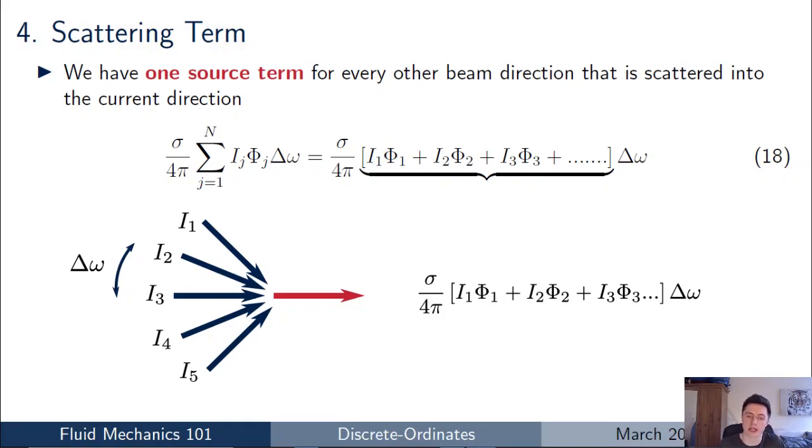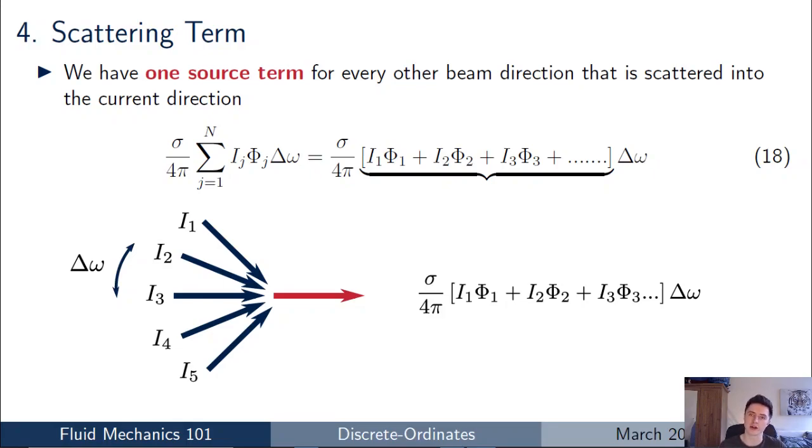And so if we were to expand out that summation term, you can see there in equation 18, we've actually got a source term with an I1 phi 1, I2 phi 2, I3 phi 3, etc. What that is telling us is, for all of the other beam directions, what degree of those intensities is scattered into the direction we're currently looking at. And this is why we have a source term for every other beam direction, because all other beam directions could be scattered into the direction that we're currently looking at. And the degree of scattering is controlled by that function phi, which we're not going to look at.